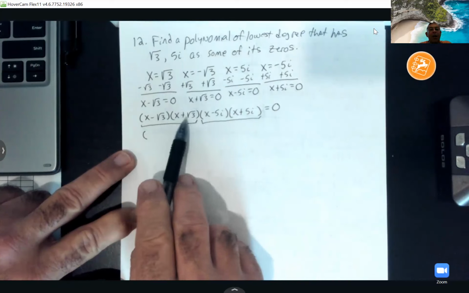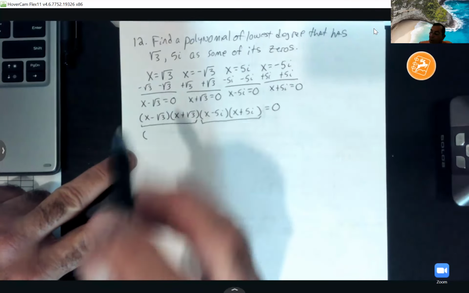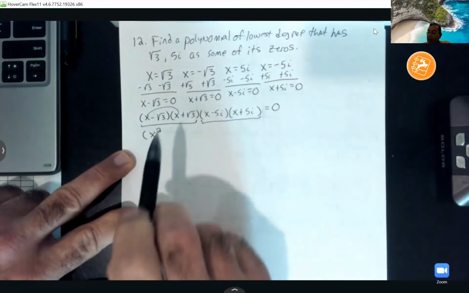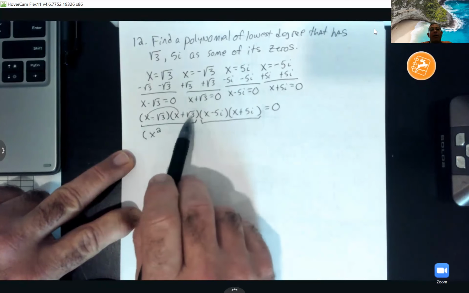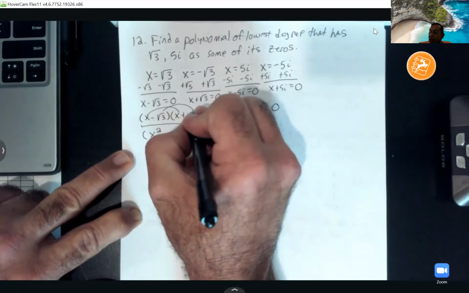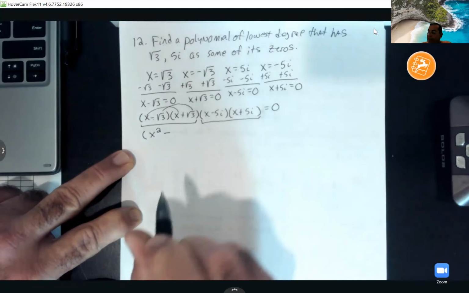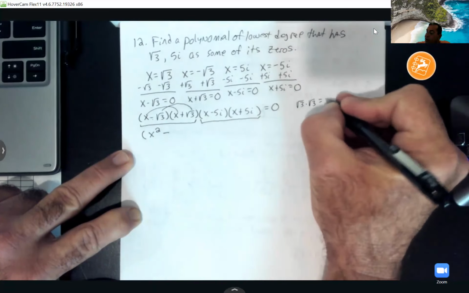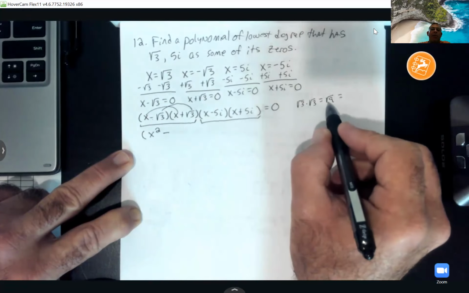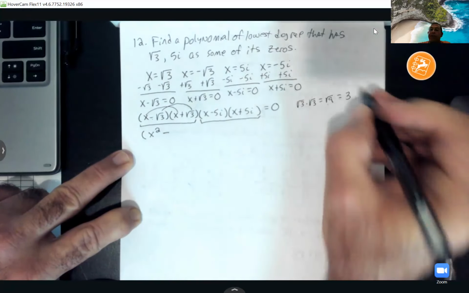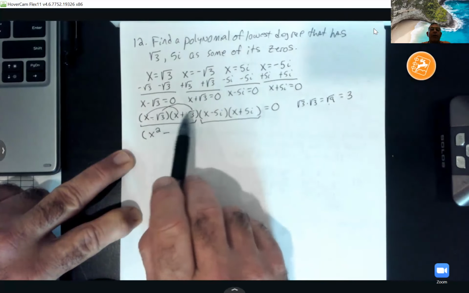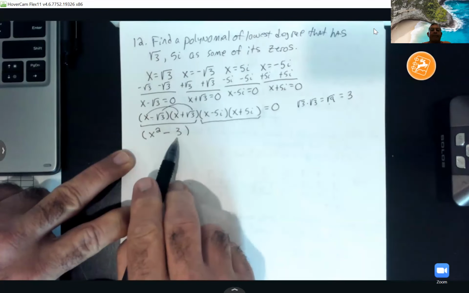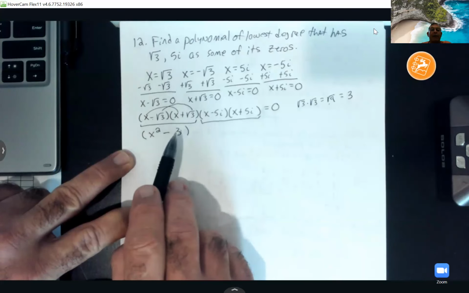Now, since these are conjugate pairs, we're going to shortcut. We're going to multiply the x times x and get an x squared. A negative square root of 3 times a positive square root of 3. Well, that's going to be a negative. Now, a square root of 3 times square root of 3 is a square root of 9. But y'all remember, a square root of 9 is a 3. So when you multiply square root of 3 times the square root of 3, you get a 3. Okay, a radical times itself gives me that number.